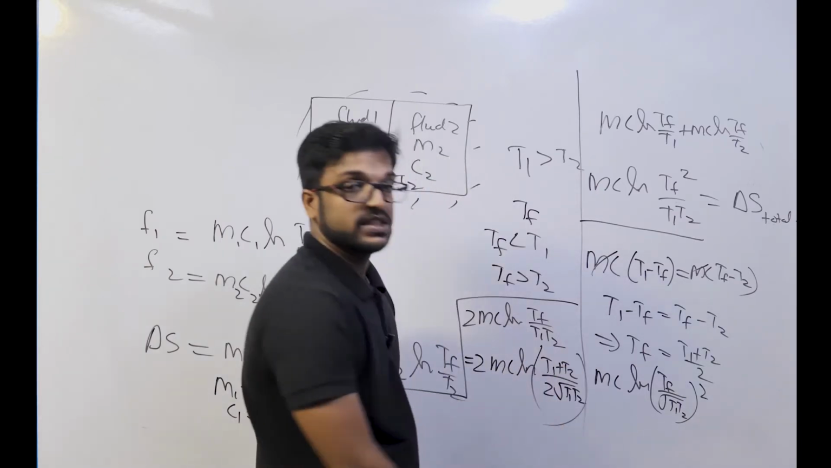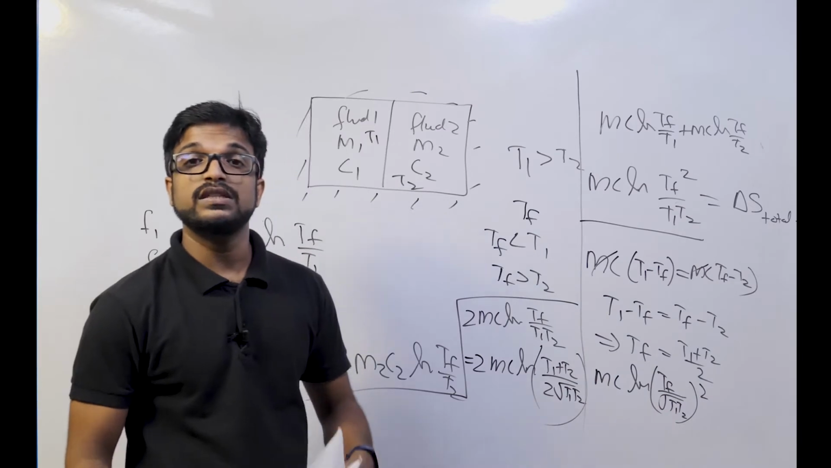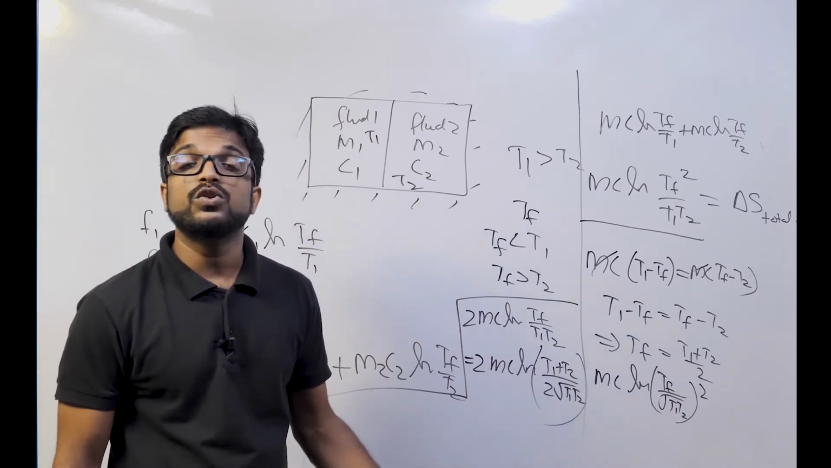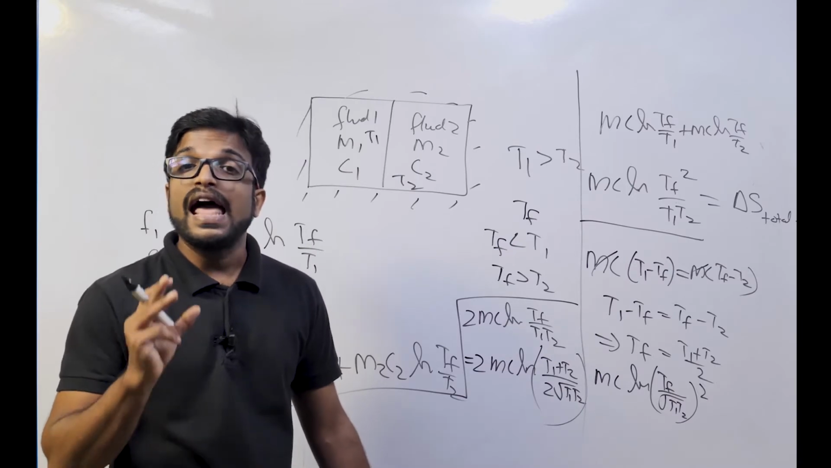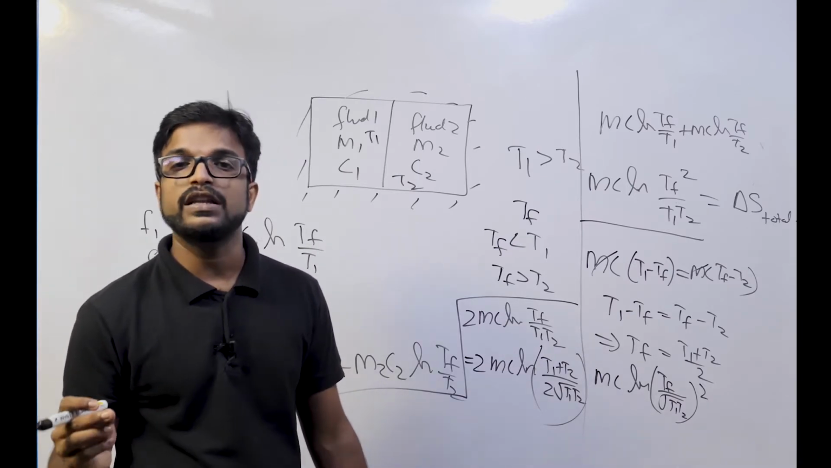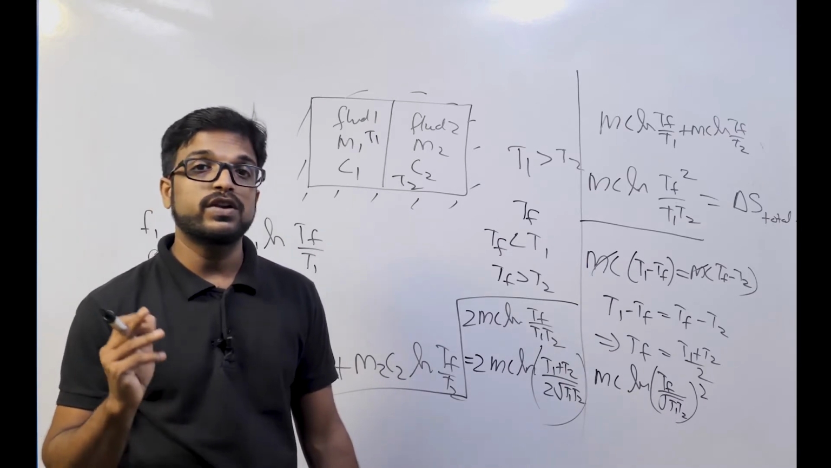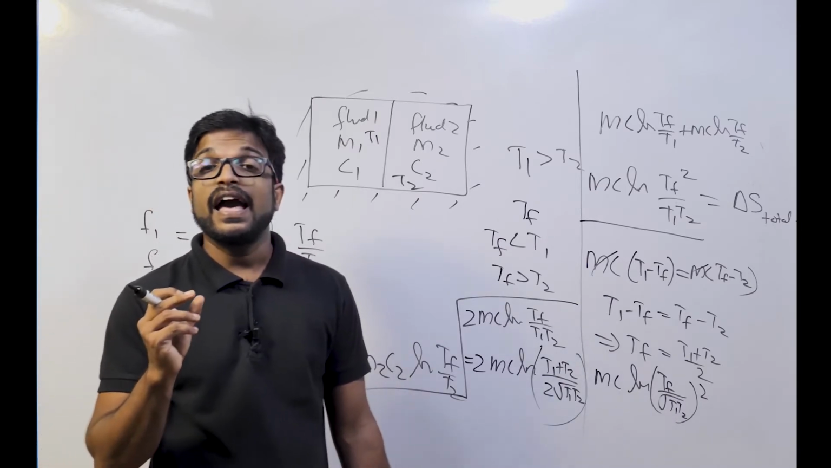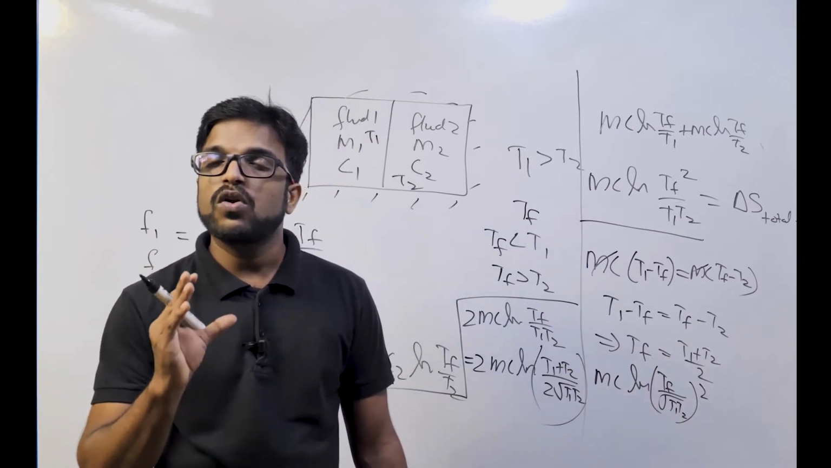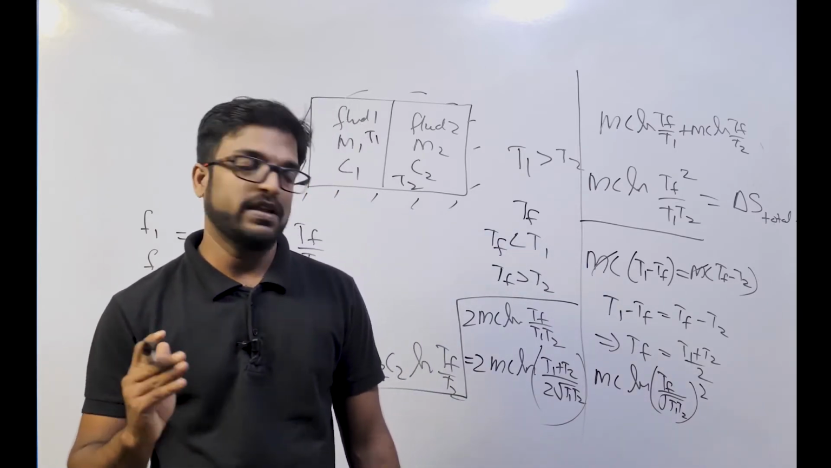Here comes the twist. What is that twist? The twist is that this can be written as T1 plus T2 by 2. That is nothing but the arithmetic mean of T1 and T2. What is root of T1 T2? That is nothing but the geometric mean of T1 and T2. And an important concept from mathematics is that the arithmetic mean will always be greater than the geometric mean.